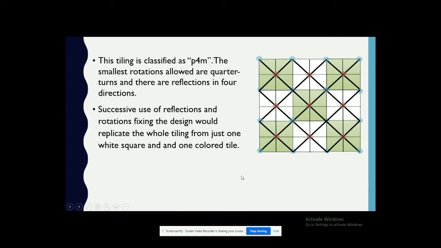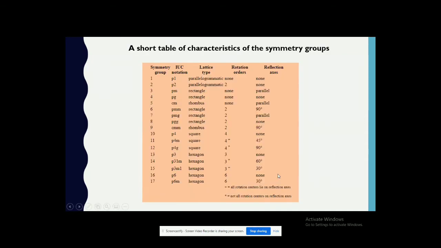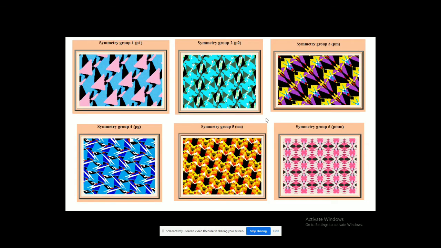This time, we will have the short table of characteristics of the symmetry groups. As you can see, we have 17 groups, and then we also have their notation. We have P1, P2, PM, PG, and so on. We have the lattice type, rotation orders, and the reflection axes. Now, let's see the different types. Let's just go over the following types of wallpaper design.